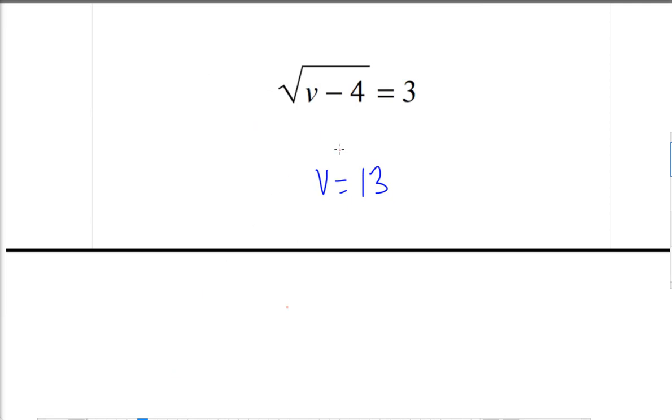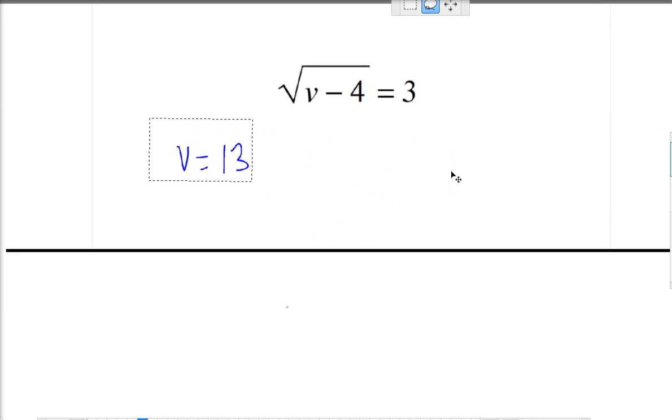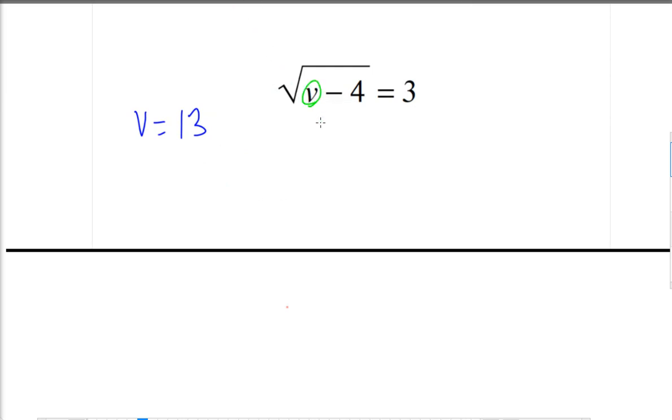Slide number 6, why is it 13? The reason it's 13, let's solve for v. We're solving for v, and it's right here. We've got the square root of v minus 4. That means there are two numbers multiplied together that will give you v minus 4. We're going to get rid of the square root first. There's no number in front of it or on the side, so we're not adding like 8.